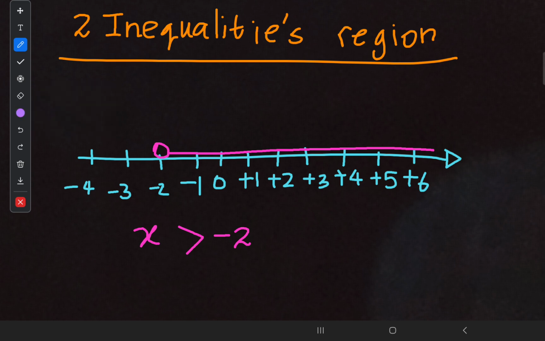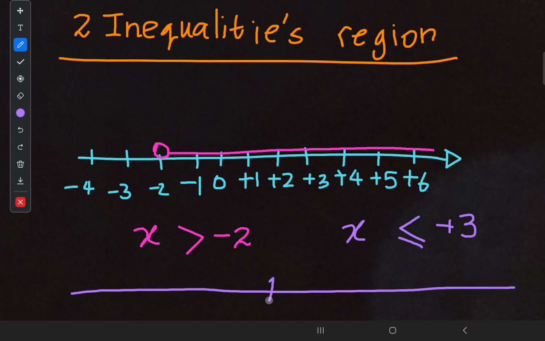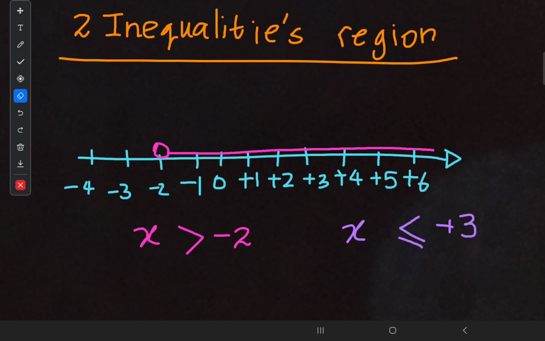When we deal with another example, x is less than or equal to positive 3. This is our next one. Let's draw that one in another number line. No, in the same number line we can mark this. For that I'll use another color, purple, to indicate the next one.